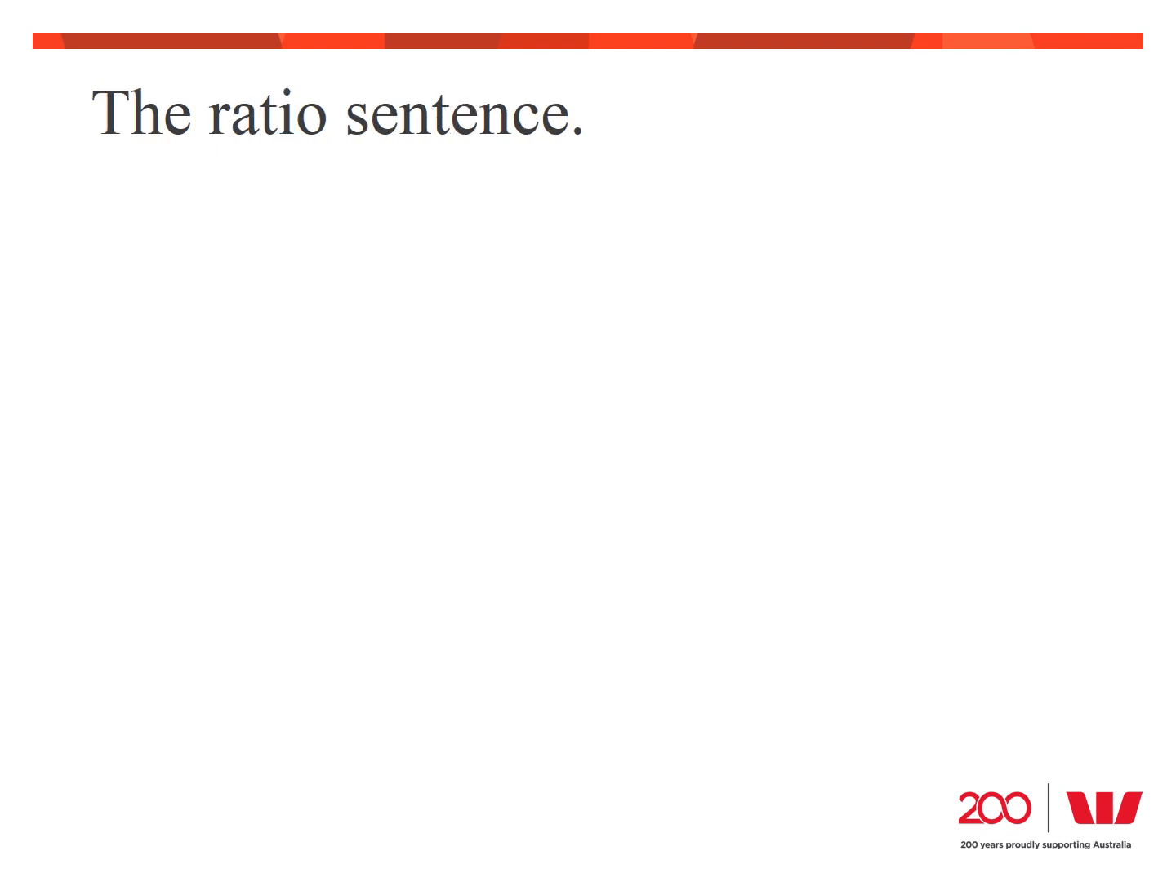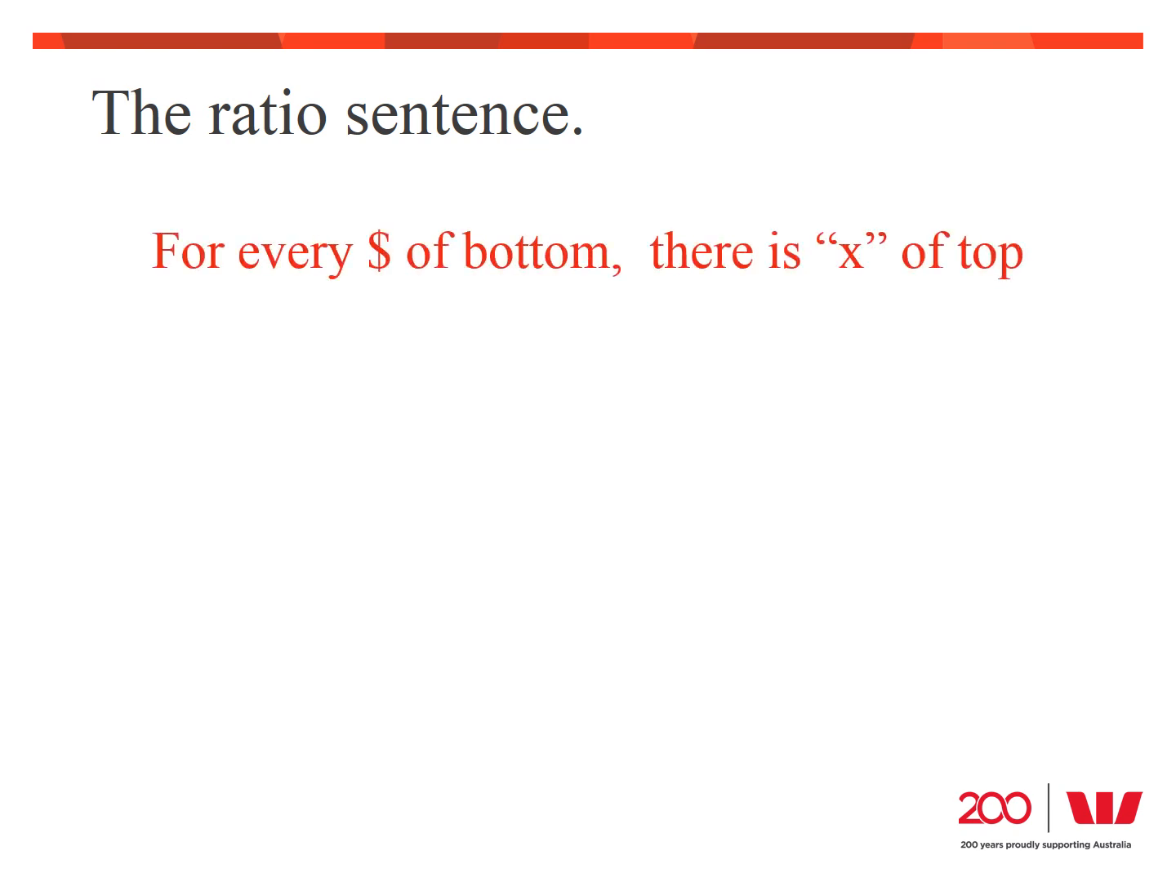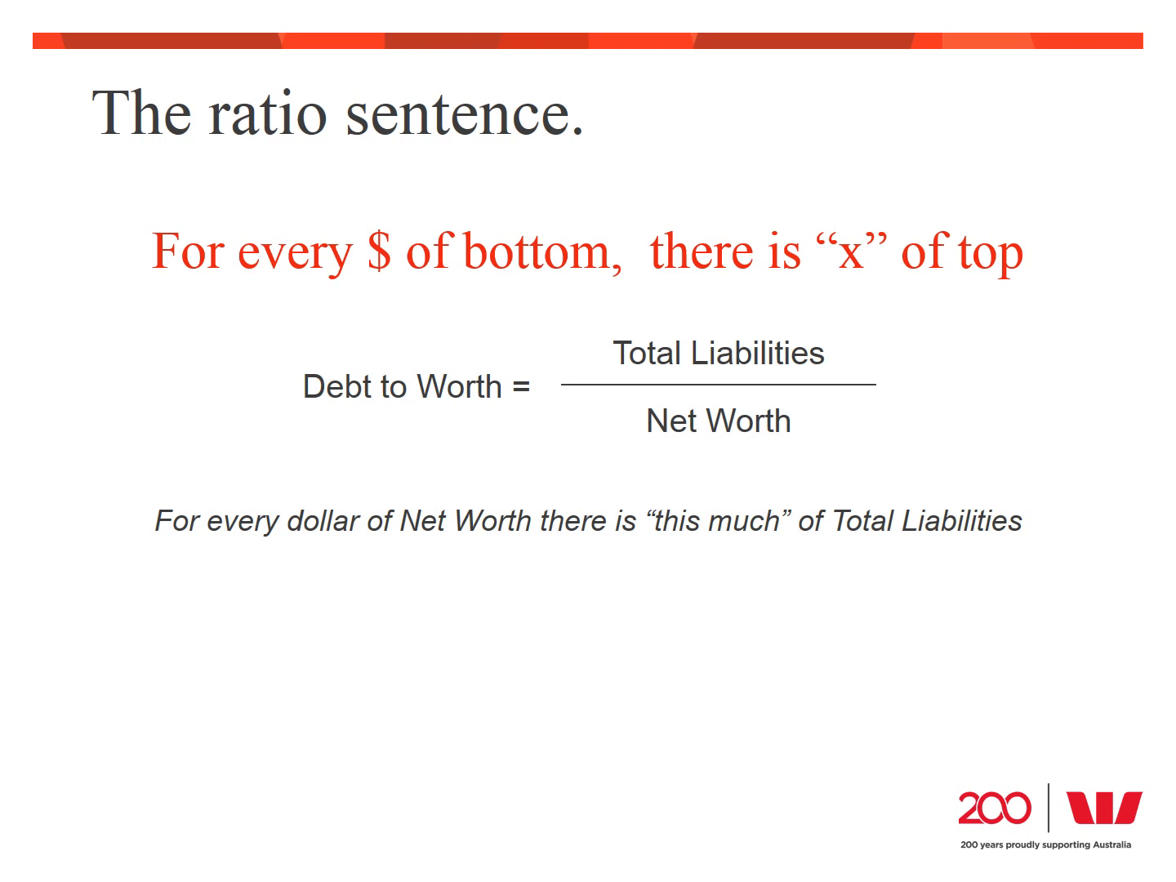Let me introduce you to a sentence that will become your absolute best friend when talking ratios. It's the sentence that helps to make sense of the story that the numbers are telling. So the sentence goes, for every dollar of bottom, there is X of top. I'll say that again, for every dollar of bottom, there is X of top. So let's apply that to the debt to worth ratio, which says that for every dollar of net worth, what's on the bottom, there is X of total liabilities, what's on top.